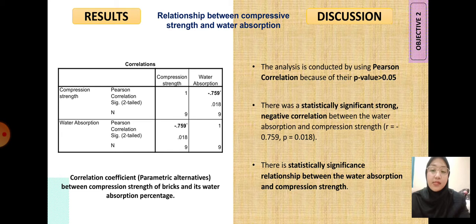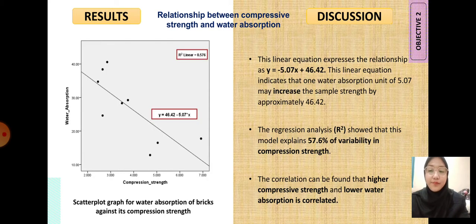There was a statistically significant strong negative correlation between water absorption and compressive strength. There is a statistically significant relationship between water absorption and compression strength. The figure showed the scatter plot graph for water absorption against compression strength. This linear equation expresses the relationship as y = -5.07x + 46.42.